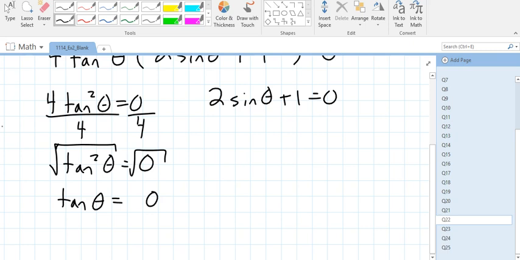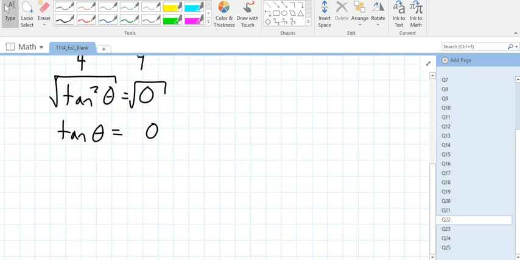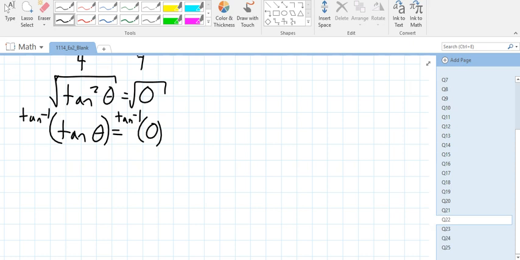So then now, how do I figure out what theta is? Inverse of tan. Yeah. Tan^-1. So again, is 0 in the domain of the inverse of tangent? And yes, it is. So we need to know, when is tangent 0? 0 degrees and 180. Okay.